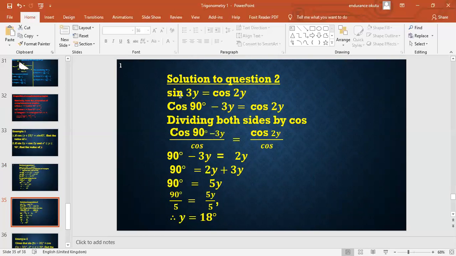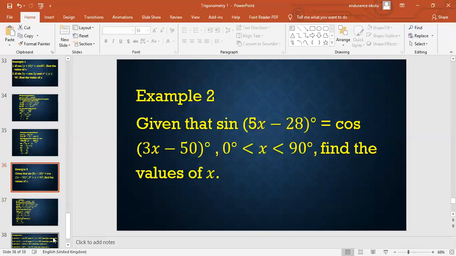Now replacing this sine with 90 degrees minus. So we now say 90 degrees minus 3y equals cos 2y. So dividing both sides by cos, cos can cancel cos. So we now have 90 degrees minus 3y equal to 2y. Collecting like terms, we now have 90 degrees equal to 2y plus 3y. 90 degrees equal to 5y. So dividing both sides by 5, the coefficient of y, we now have y is equal to what? 18 degrees.